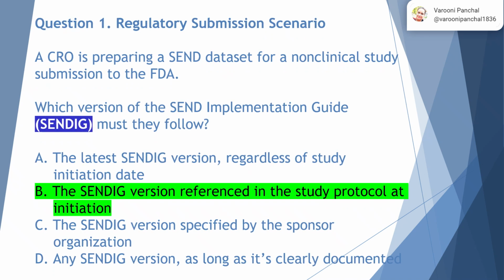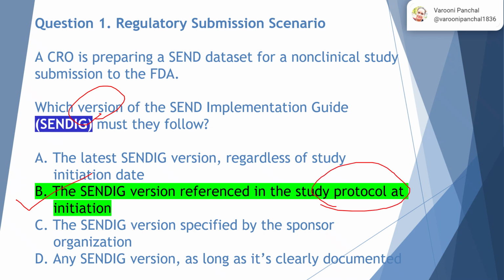A CRO is preparing a SEND dataset for a non-clinical study submission to the FDA. Which version of the SEND implementation guide must they follow? If you know clinical guidelines and practice properly, without even looking at the options, you should know that whatever version is mentioned in the protocol, which is the foundation for conducting the study, is what you need to follow. So the correct answer is B, the SEND version referenced in the study protocol at initiation.